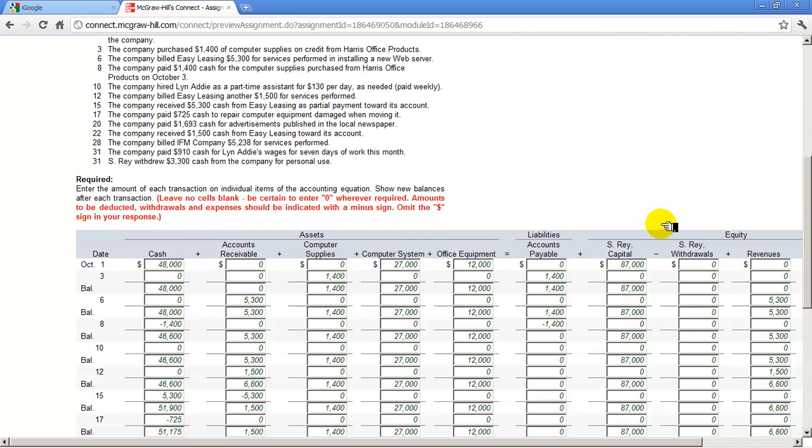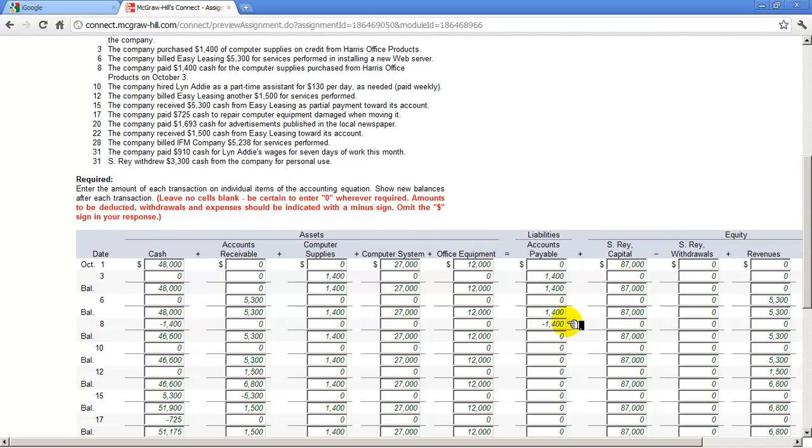Okay, let's go on to the 8th. The company paid $1,400 cash for computer supplies purchased from Harris Office Products on October the 3rd. Back on the 3rd, we bought these supplies and we put them on credit. That is, we charged them. Now we're going to pay for these supplies. So to pay for them on the 8th, we're going to reduce our cash account by $1,400, and we're going to also reduce our accounts payable account by $1,400.